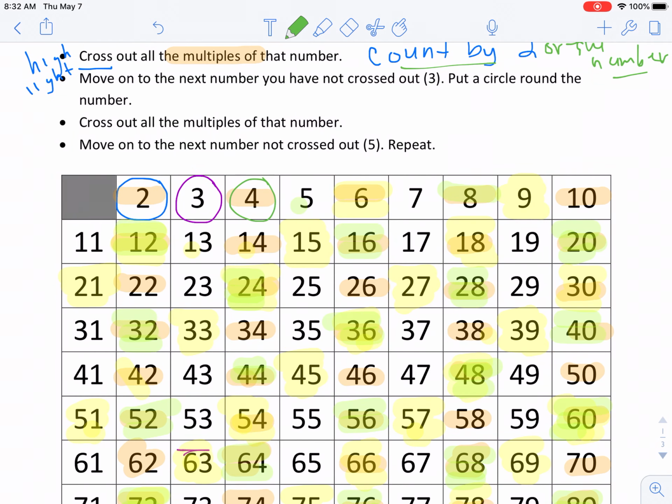Okay. Then 5. 5 is a very easy pattern to see.